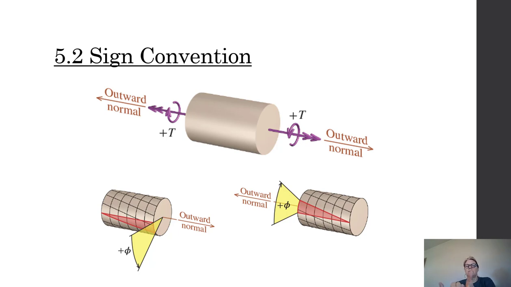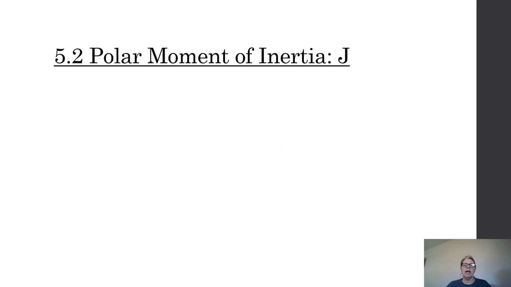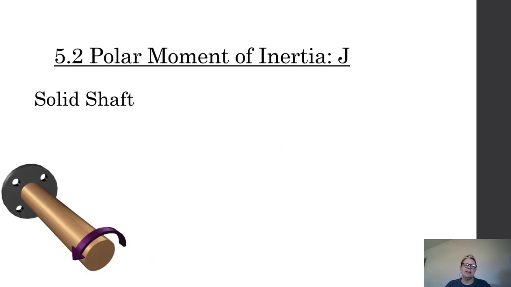Negative torque, positive torque. Okay, so what is J? J is our polar moment of inertia. It is the stiffness of the system based on the cross-sectional area. Just like the moment of inertia when we looked at beams, where a rectangle is bh cubed over 12, it's the relationship of where the area is located. The polar moment of inertia is the stiffness based on the cross-sectional area.